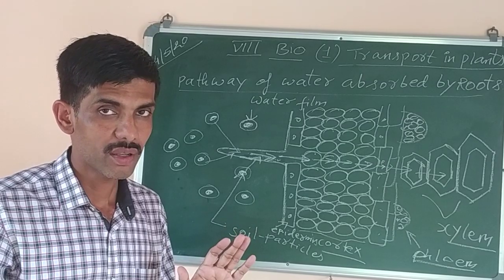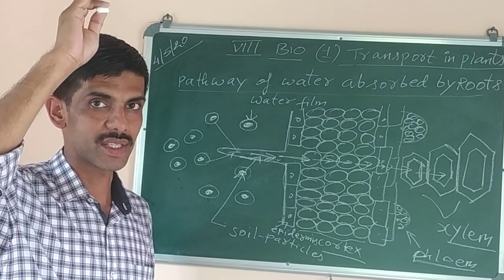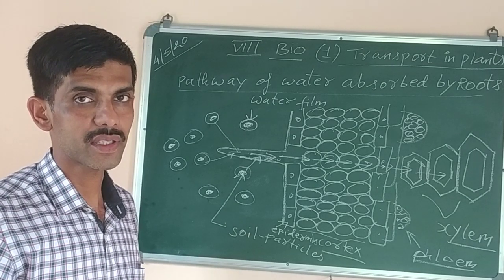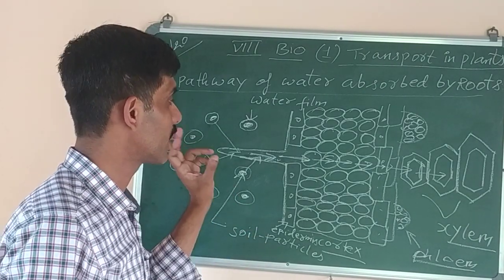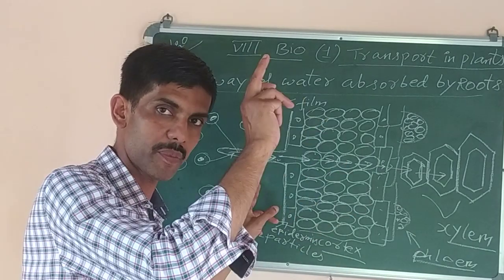But root pressure alone cannot supply water to the tip of tall trees. There are many other factors which are responsible for the movement or the conduction of water and minerals from the roots to the upper parts of the plant.